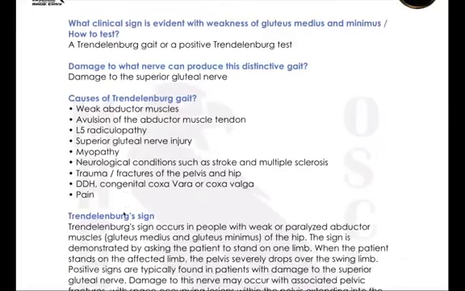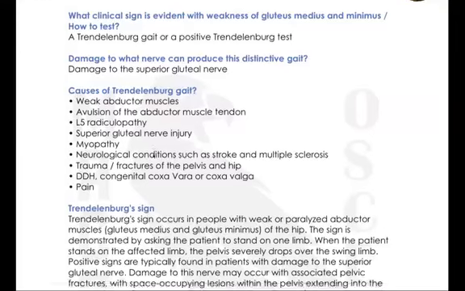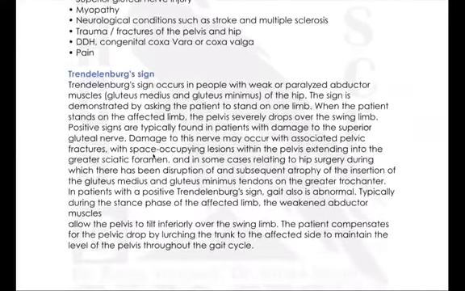What are the causes? There are so many causes, so you can simply memorize some of them. Maybe there are weak abductor muscles like gluteus medius and minimus. Maybe there is some avulsion of those muscles. Maybe there is L5 radiculopathy because of the nerve roots. Maybe there is an injury to the superior gluteal nerve, maybe myopathy or pain, trauma, or neurological conditions like stroke and multiple sclerosis. All of those things can cause this Trendelenburg gait. And about the signs, we are going to cover these in the clinical examination.